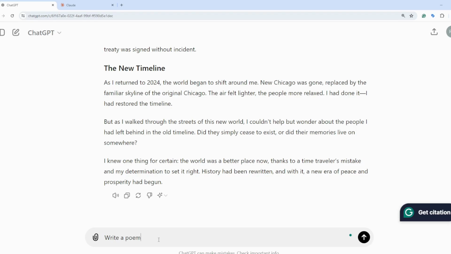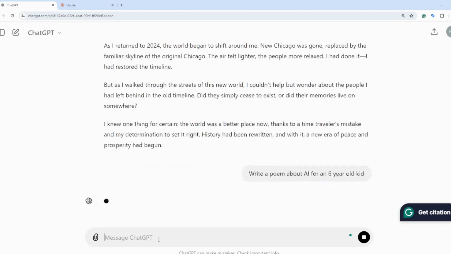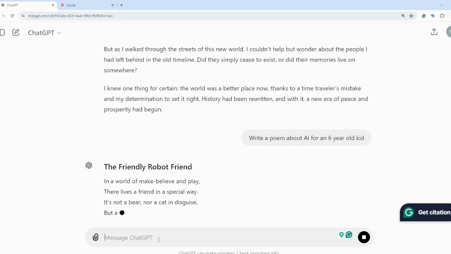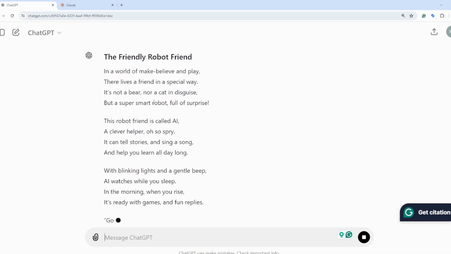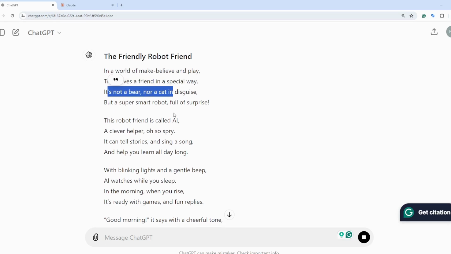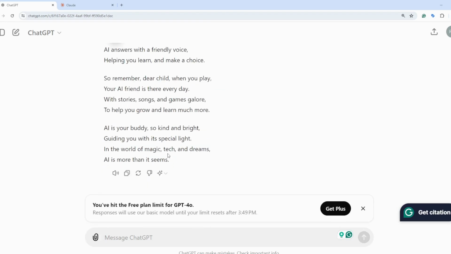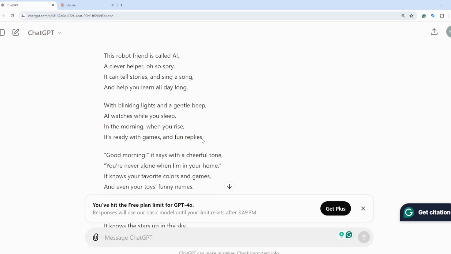Write a poem about AI for a 6-year-old kid. All right, you can see that in the world of make-believe and play, there lives a friend, a special way, it's not a bear. So this is a poem which you cannot find anywhere on the internet, but it's created for us.